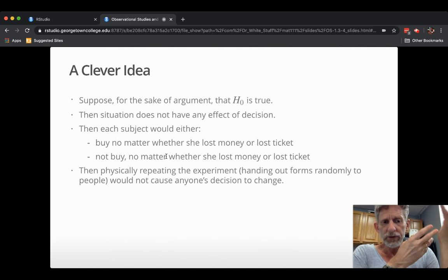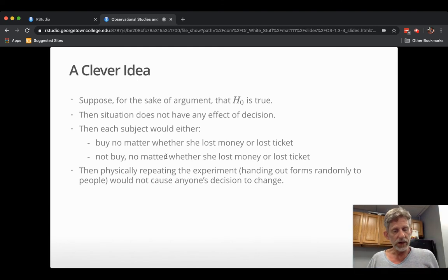And so actually repeating the experiment on them, if you could repeat it, wouldn't cause anybody's actual answer to change. Like if I were in the experiment the first time and you gave me the lost ticket form and I said no, and then you repeated the experiment on me and this time I got the lost money form, I'd still say no. My decision wouldn't change.